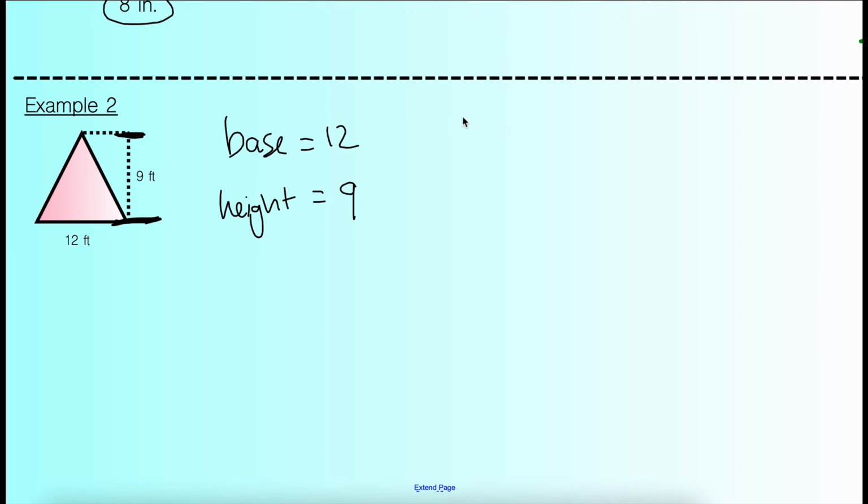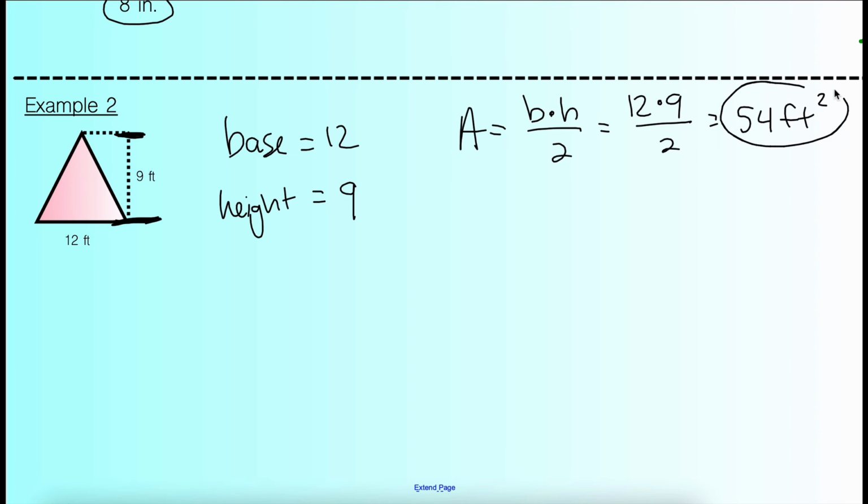That's the height. So area equals base times height divided by 2, or base times height times 1/2, whatever formula you want to use. So 12 times 9, cut it in half. I'm not going to show all the steps there, but that would be 54 as a final answer. 54 feet squared. There you go. All right, hopefully you got that one, but if not, I've got one more opportunity for you.